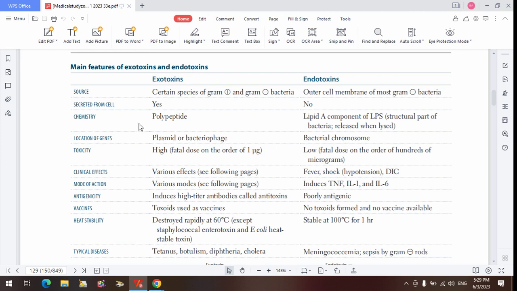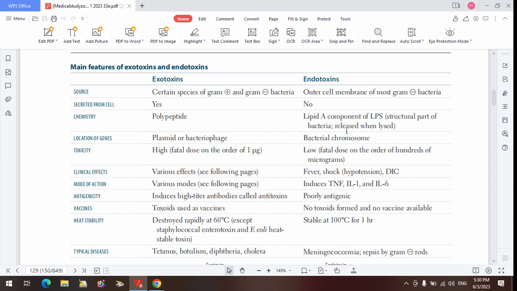What does it contain? Exotoxins are polypeptides. That is why you can mount an immune response against exotoxin and can form antibodies. So once you form antibodies against exotoxin, what you have is antitoxin. Now, endotoxins are not polypeptides. They contain lipid A. Lipid A is not a protein. So that means that you cannot form antibody against it. That's why there's no anti-endotoxin. There's nothing like that. You can't form antibodies against it.